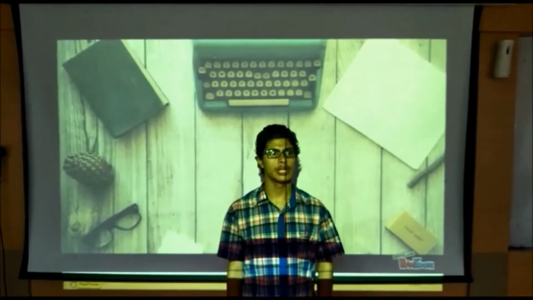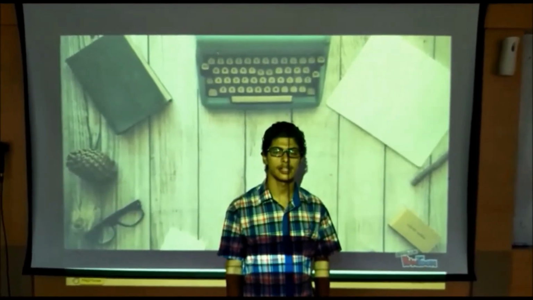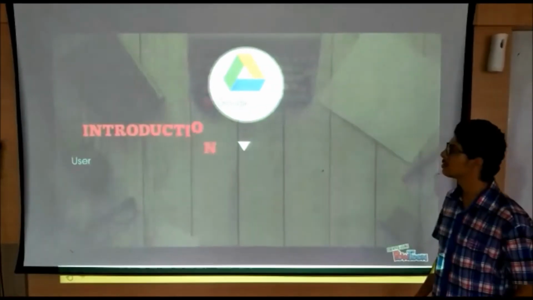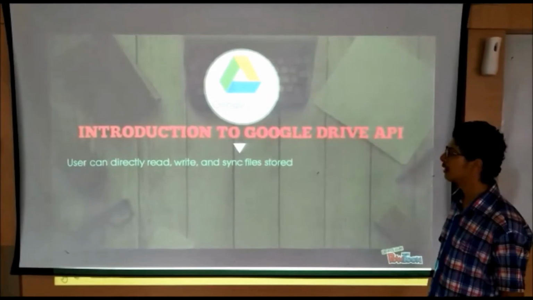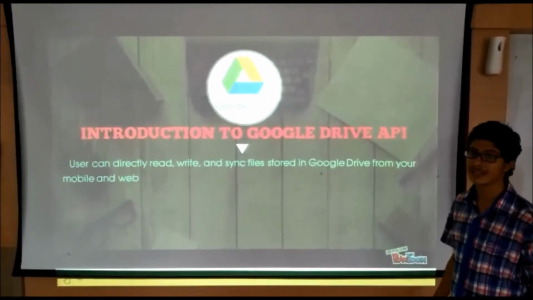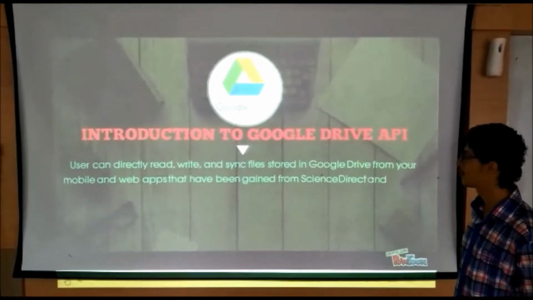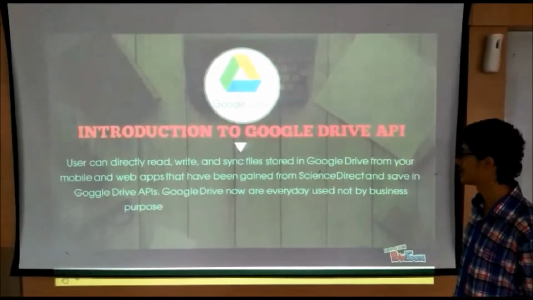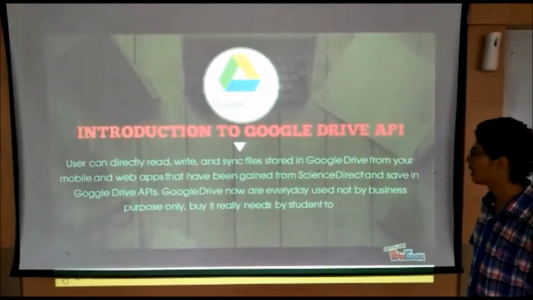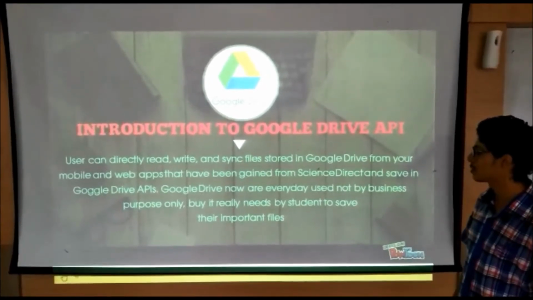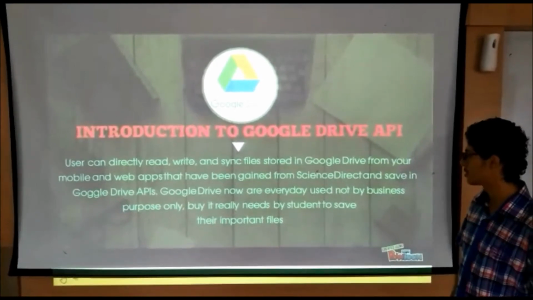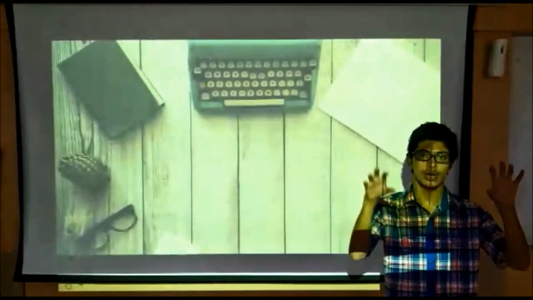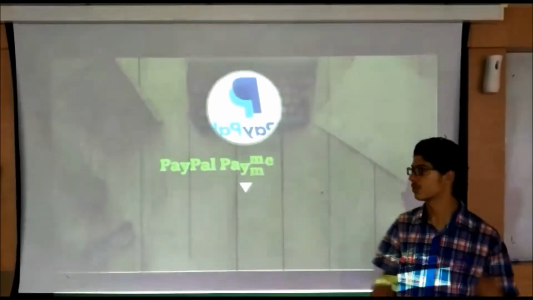For the suggestion for APIs that can improve the functionality of ScienceDirect, we have three important suggestions. Number one is the Google Drive. So Google Drive users can directly read, write, and sign the files stored in Google Drive from mobile and web applications, files that have been scanned from ScienceDirect and saved through the Google Drive API. Google Drive is now in everyday use, not for business purposes only, but also by students to save their important files. So directly from ScienceDirect to the Google Drive, you can just buy from ScienceDirect to the Google Drive store.